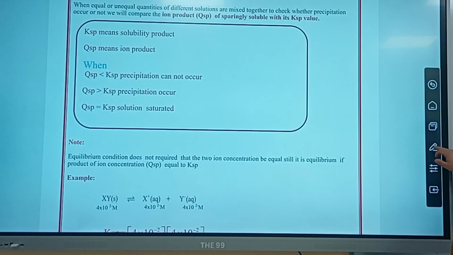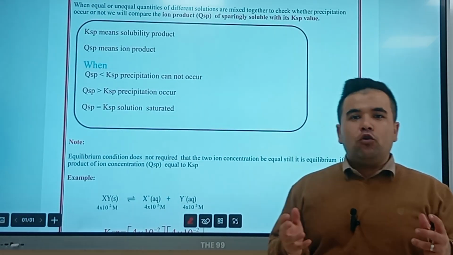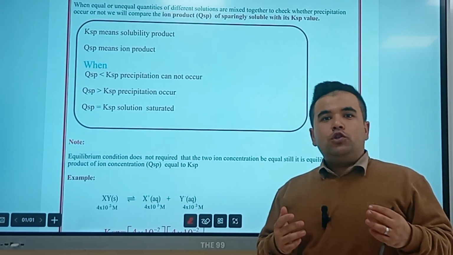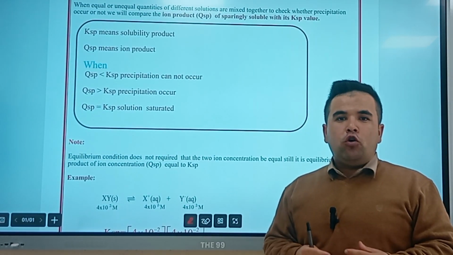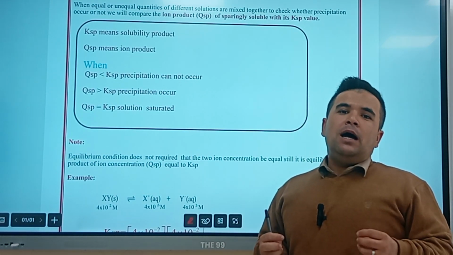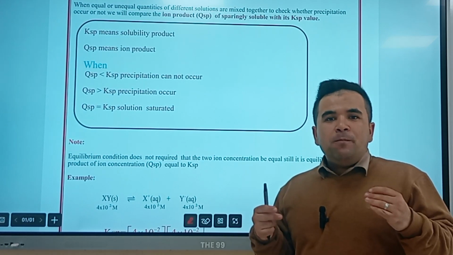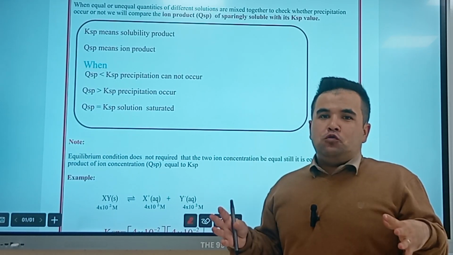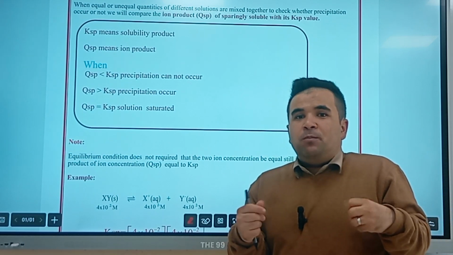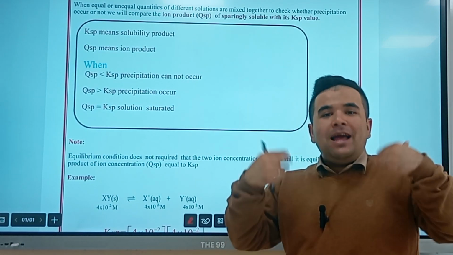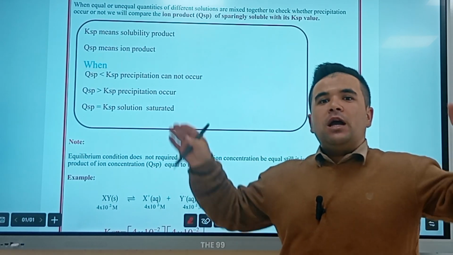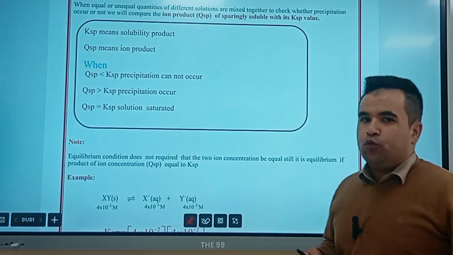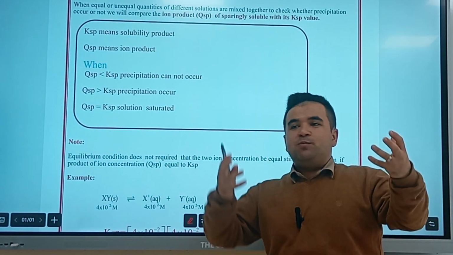Guys, let us talk about the precipitation calculation. In precipitation calculation, we will be comparing two quantities. One is the KSP, which represents the highest tendency of a salt to dissolve and form ions. The other is QSP, which is the IP, the ion product, which represents the existing concentration of ions in a solution. The ions in a solution can be not high enough to reach saturation, which we call unsaturated, can be equal to the KSP, which is saturated, and can exceed the limit of saturation, which becomes supersaturated. So we will compare the IP or QSP with the KSP.